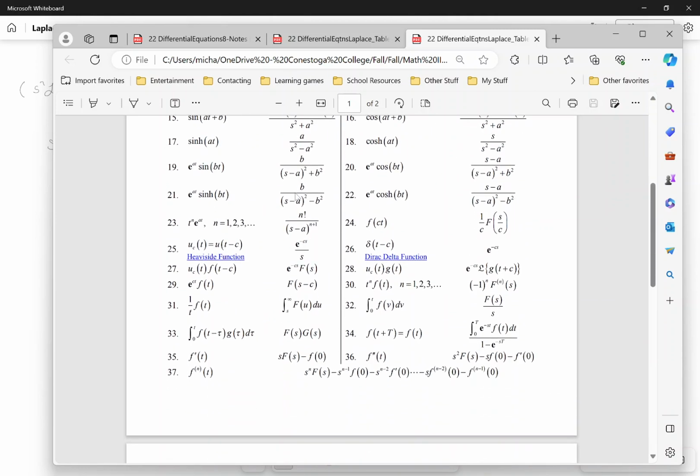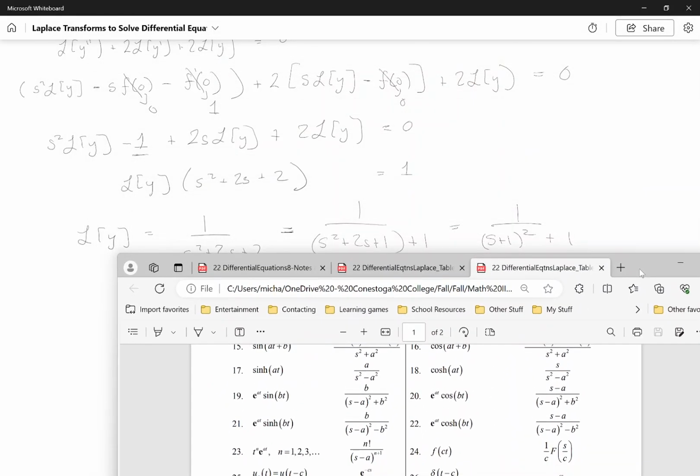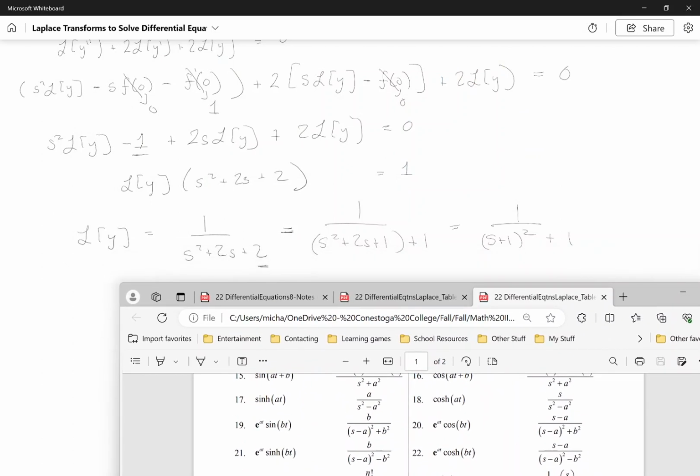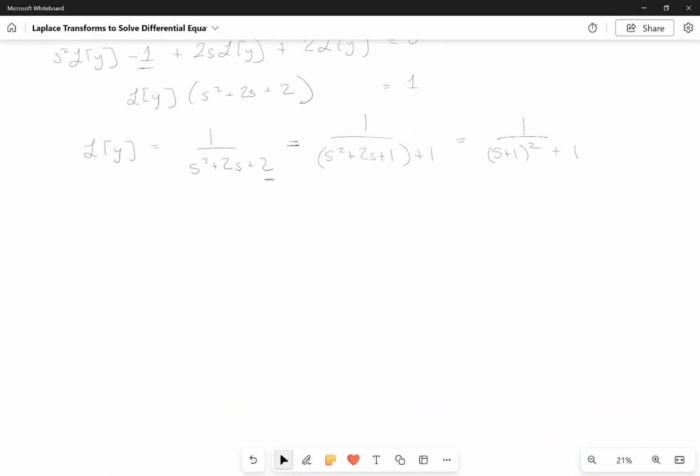So let's use this equation. Sorry, it's equation 19. This one right here is what we have. Let me put this over here for a second. You see right here, b is 1, a is minus 1. So from the table, equation 19, b equals 1, a equals negative 1.